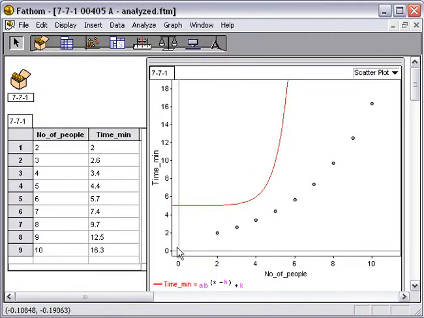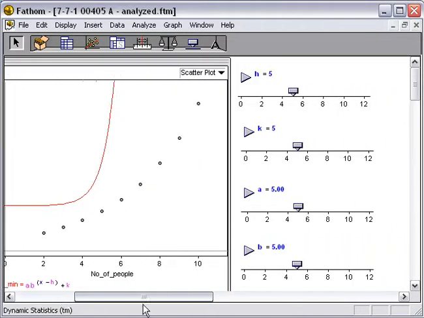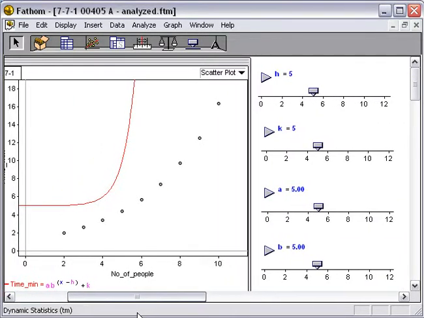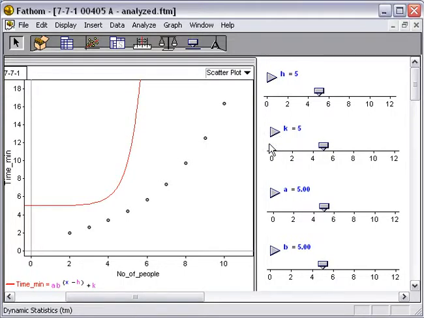Create a scatter plot. Be sure to include the origin if it's easy to do so. And then we're going to plot the function y equals a times b to the x minus h plus k. Create 4 sliders and do it in this order: H, K, A, and B.